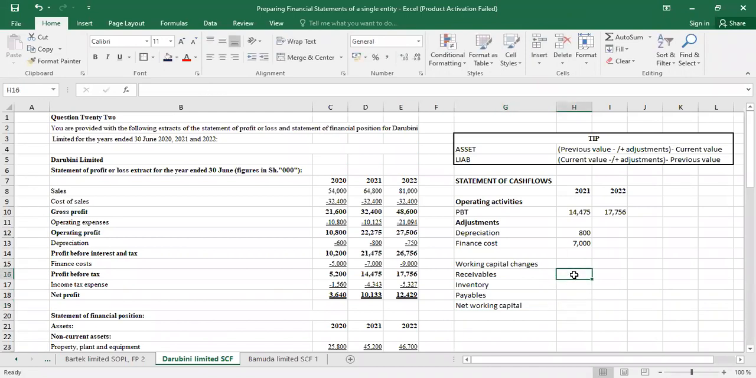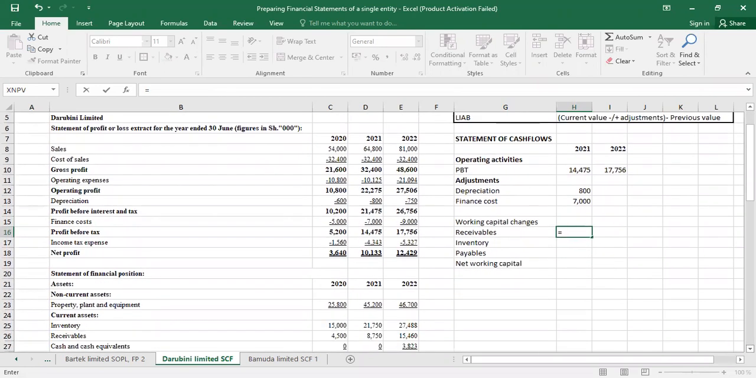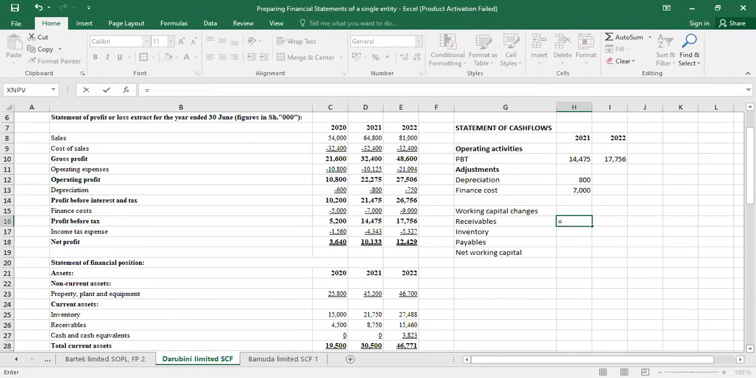Isn't it? We are here at receivable equal sign. So here's where the tip starts. Isn't it? Receivable, this one is an asset. Isn't it? So previous value minus adjustment. Those are in bracket minus current value. But we don't have any adjustment on, because this one is just a starter one, isn't it? We don't have any adjustment on the said receivables, isn't it?